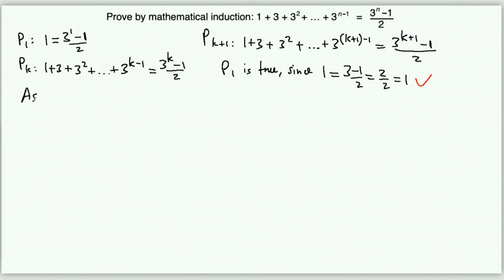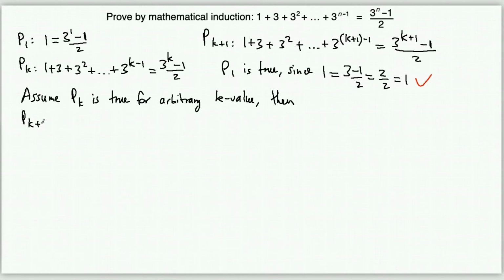The next step is to assume that the Pk statement is true for an arbitrary value k. So for arbitrary k value. Then, if we assume that Pk is true, we can basically formulate our Pk plus 1 statement under the same assumption. So we can have 1 plus 3 plus 3 squared, and we're going to write out this term.